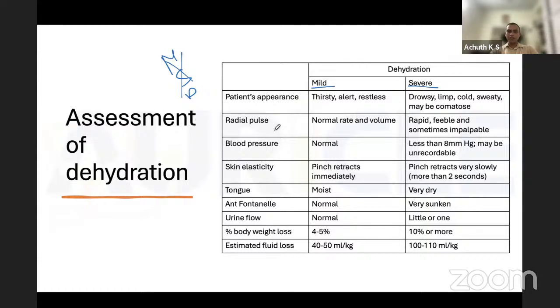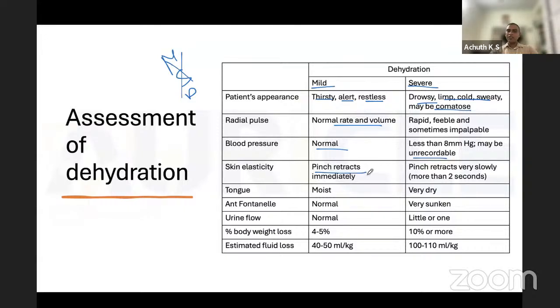How do we differentiate? By the patient's appearance. If the patient is thirsty, alert, and restless, that means it's mild. Drowsy, even comatose, or limp, cold, sweaty, skin feeling too cool, then it is severe. If the pulse is rapid, then it is severe. If it is normal rate and volume, it is mild. Blood pressure is usually normal in mild and unrecordable in severe conditions.